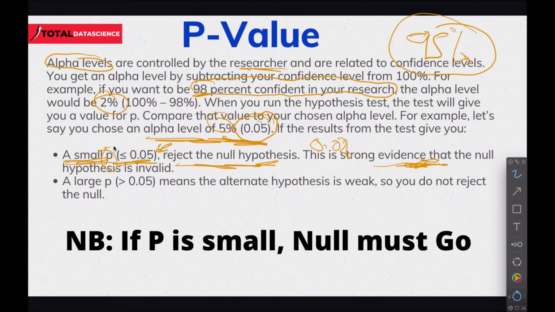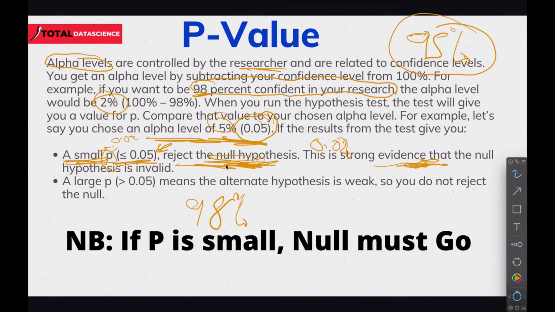Now, a small p means that if you have calculated the p-value and you get, say, 0.02, which is smaller than 0.05, it means that you are 98% sure that the null hypothesis is not true.